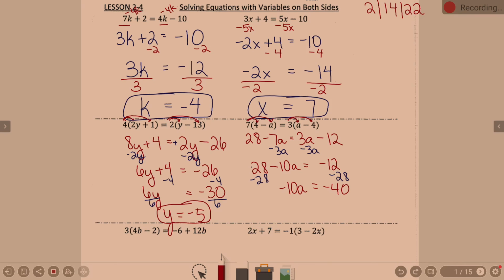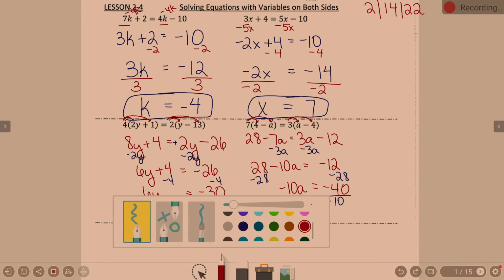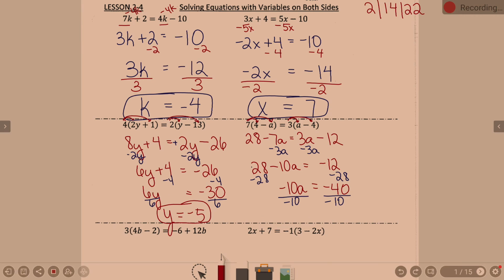Okay. If I'm up to negative 10A equals negative 40, how do I get that A by itself? Divide, yep. If it's negative 10 times A, we're going to divide both sides by negative 10. I know it's annoying that I keep saying negative, but it's important. What kind of answer do we get here?